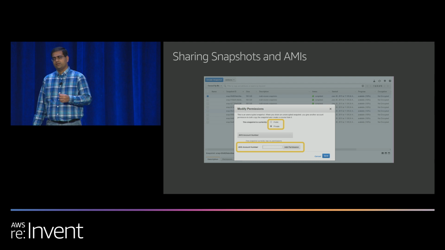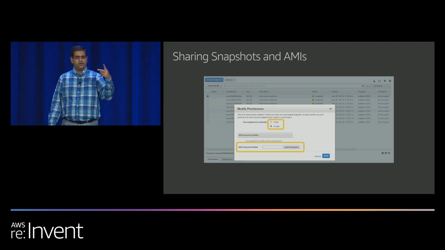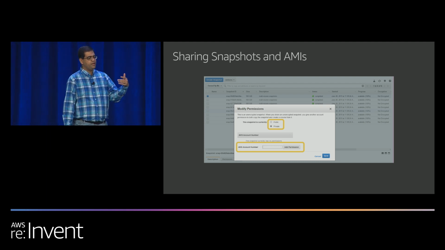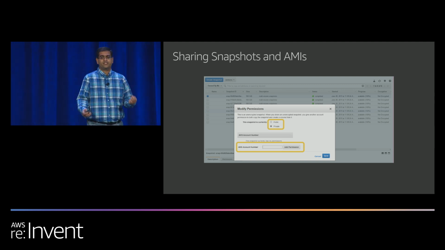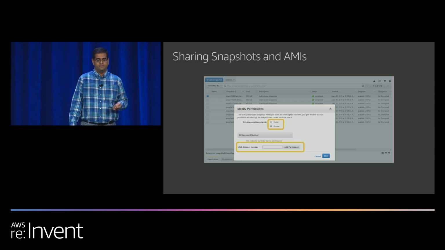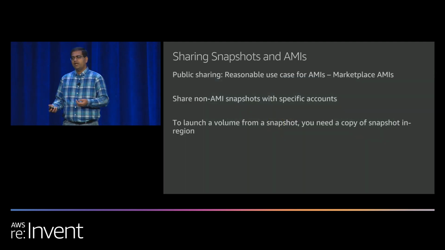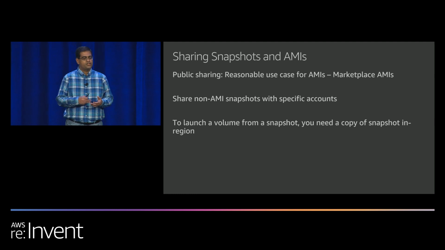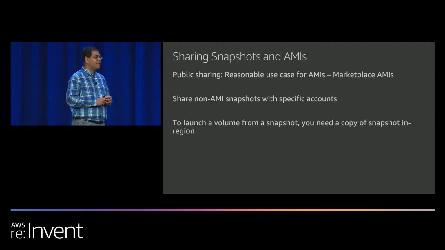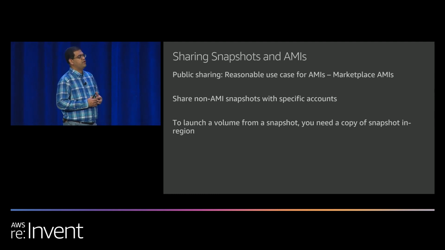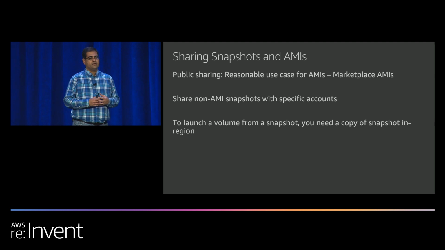Here's what this looks like on the console. On the console, sharing looks like you have two options. You have public and private, and then you have private that you can share with an account. Be especially cautious about the public sharing, right? When thinking about sharing snapshots and AMIs, public sharing is a reasonable use case for AMIs, but be super cautious about why you're sharing those AMIs. Think about marketplace AMIs. That's a reasonable use case. In almost every other case, you want to share it with a specific account, right?